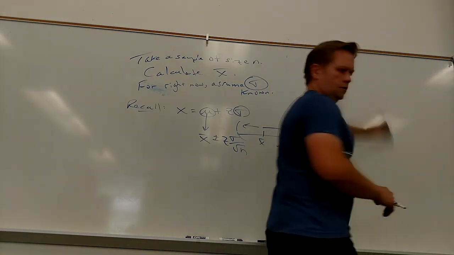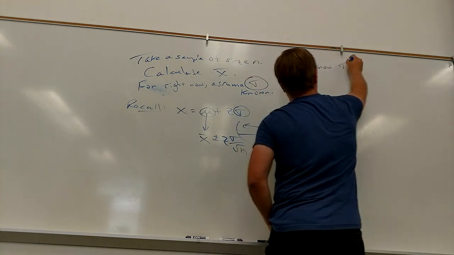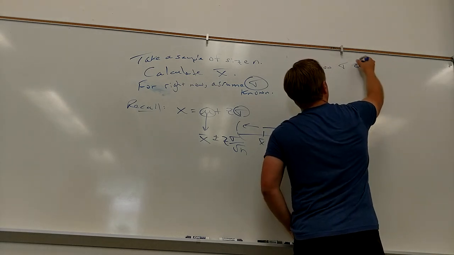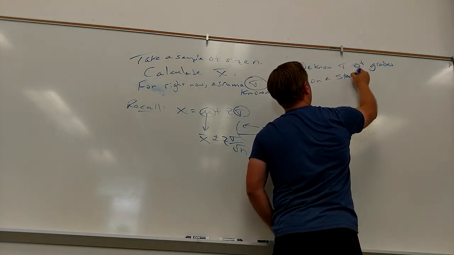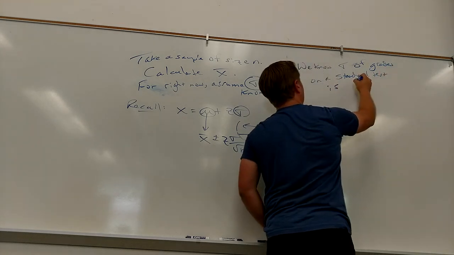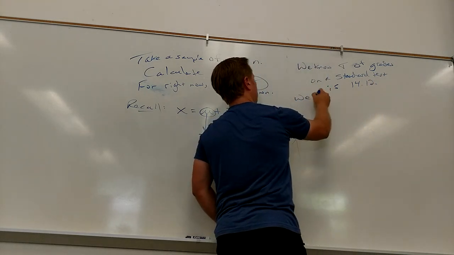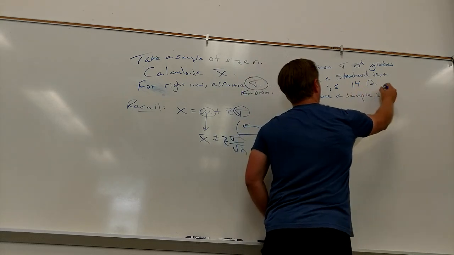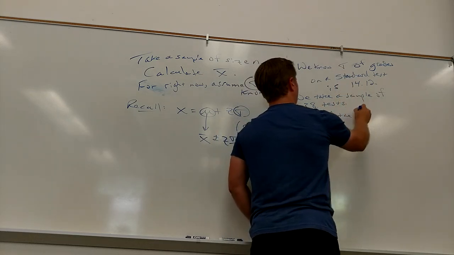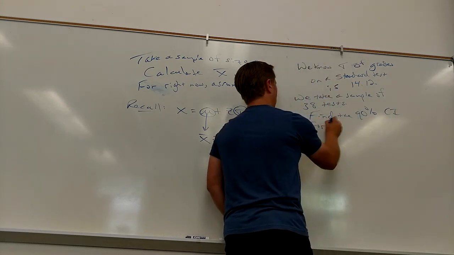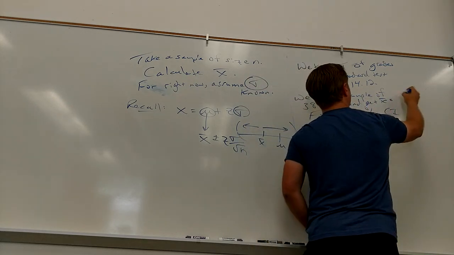So let's see. Let's do an example. Say we know the standard deviation of grades on a standard test is 14.12. We take a sample of 38 tests. Find the 90% confidence interval for the... we take a sample of 38 tests and get x bar equal to 78.